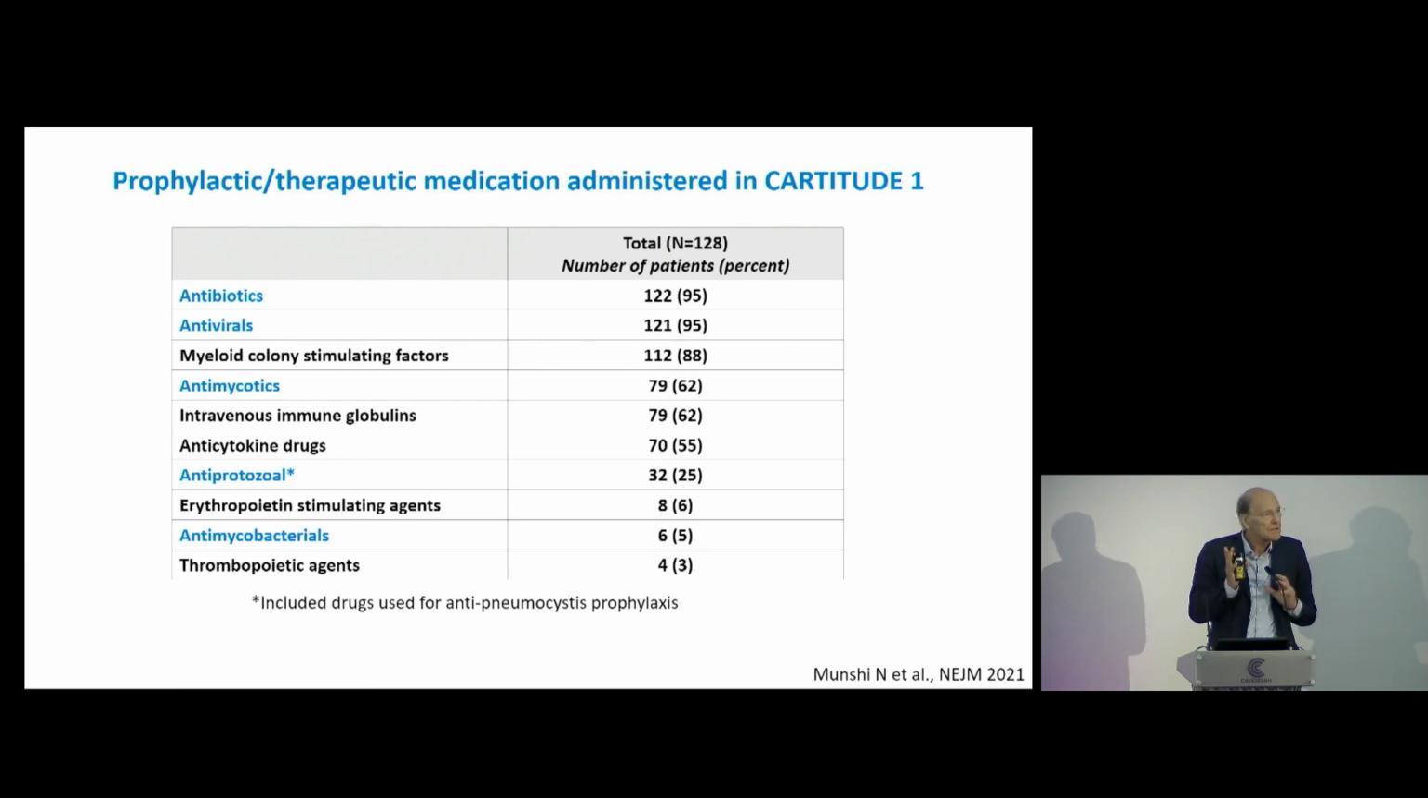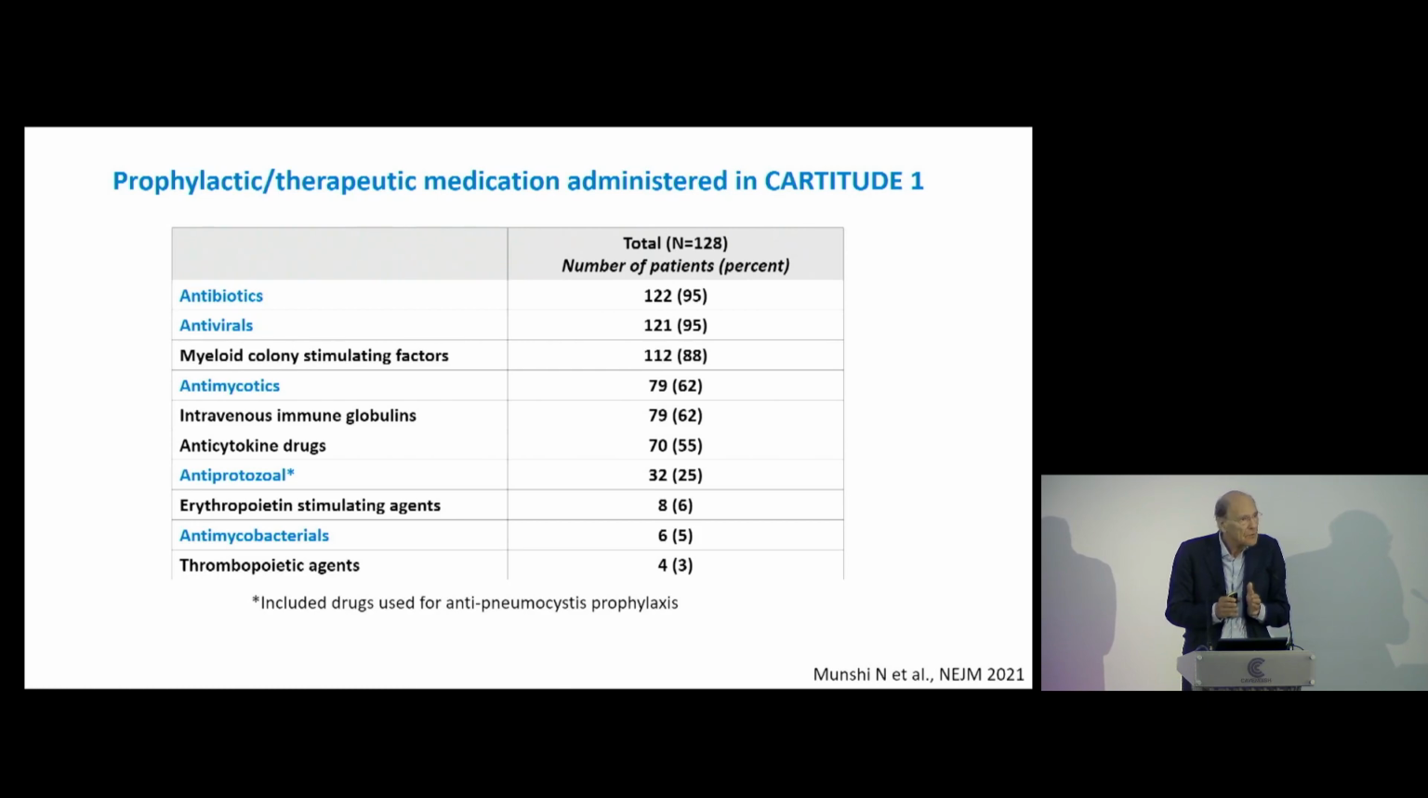And when you look at this graph, you see almost everybody received antibiotic prophylaxis. Almost everybody received antivirals, which is clear. Of course, herpes viruses. Antimycotics were given to many patients, antiprotozoal to some patients, antimycobacterials, probably to patients with a previous history of tuberculosis. But in a sense, what this table shows us, that in clinical practice, people try to be on the safe side, and we have to figure out what is the optimal way to move forward.